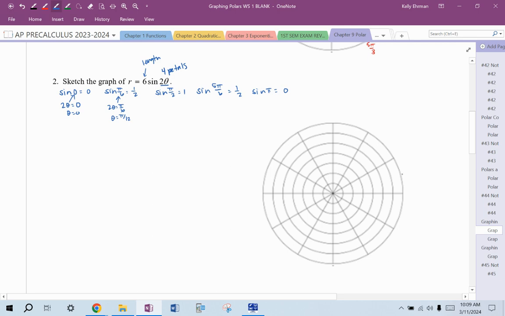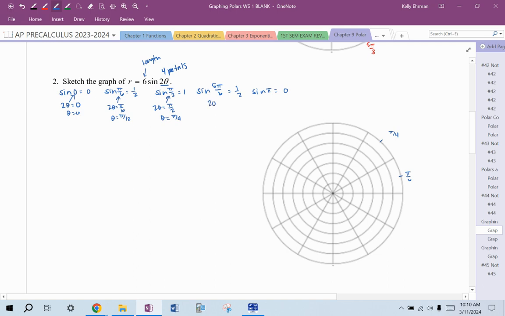I know I don't have that marked off here, but it's easy to say halfway between 0 and pi over 6. So let's mark that off, 0 and pi over 6. And then here, 2 theta equals pi over 2, so theta equals pi over 4. So we're going to need, I don't have that marked off either, so here's pi over 4.